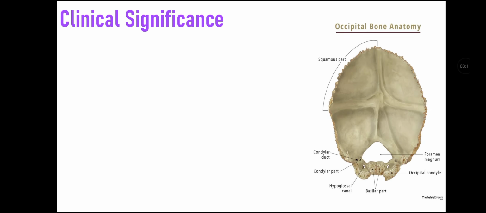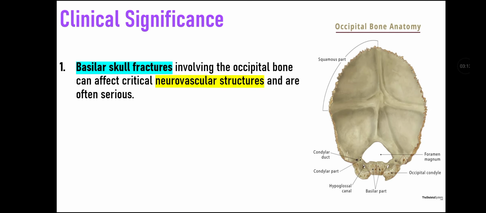Further talking about clinical significance, we know there is basilar skull fracture. That is when there is involvement of the occipital bone. It can affect critical neurovascular structures and is often serious.